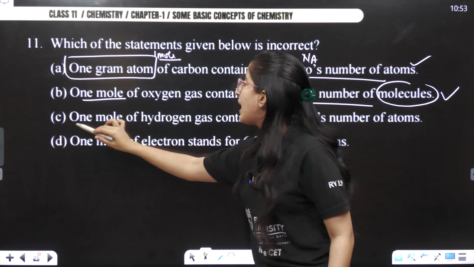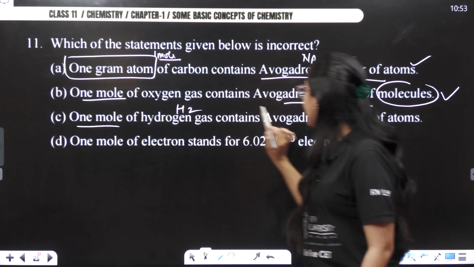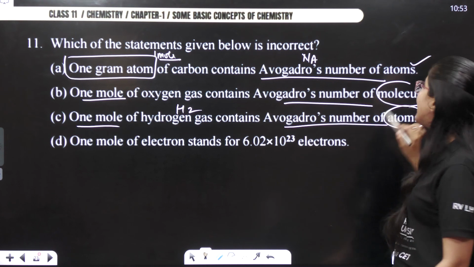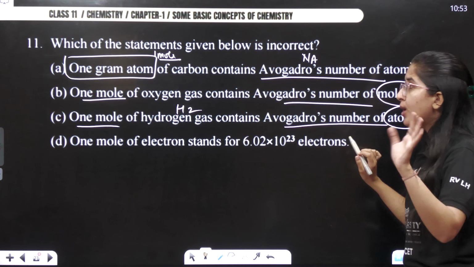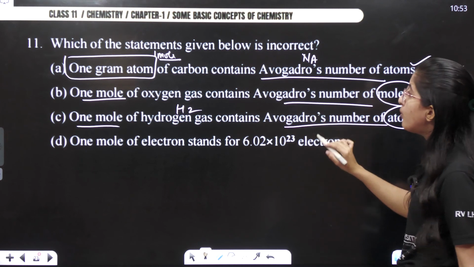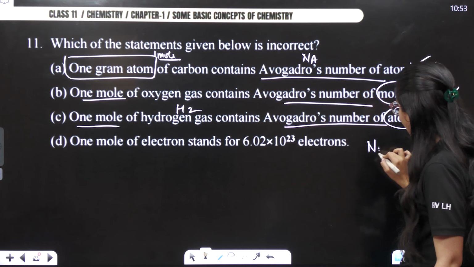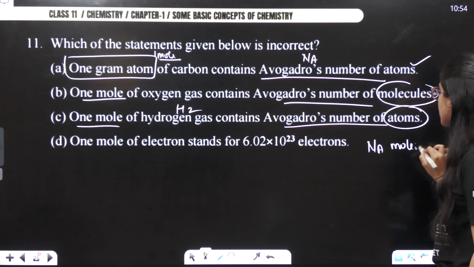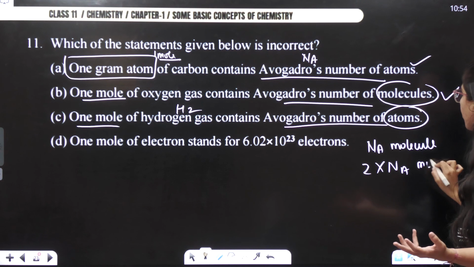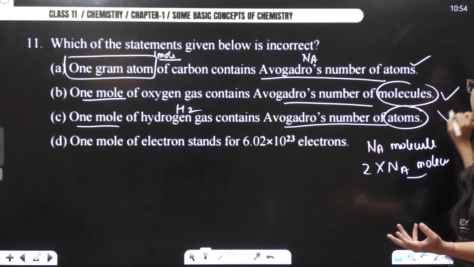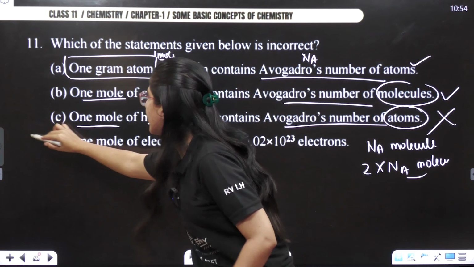1 mole of hydrogen gas will contain Avogadro's number of atoms. Atoms means hydrogen atom. So the Avogadro's number of atoms will not be there. So 1 mole of hydrogen gas has Avogadro's number of molecules, but in atoms it will be 2 times Avogadro's number. So this statement is wrong and this is an incorrect statement.